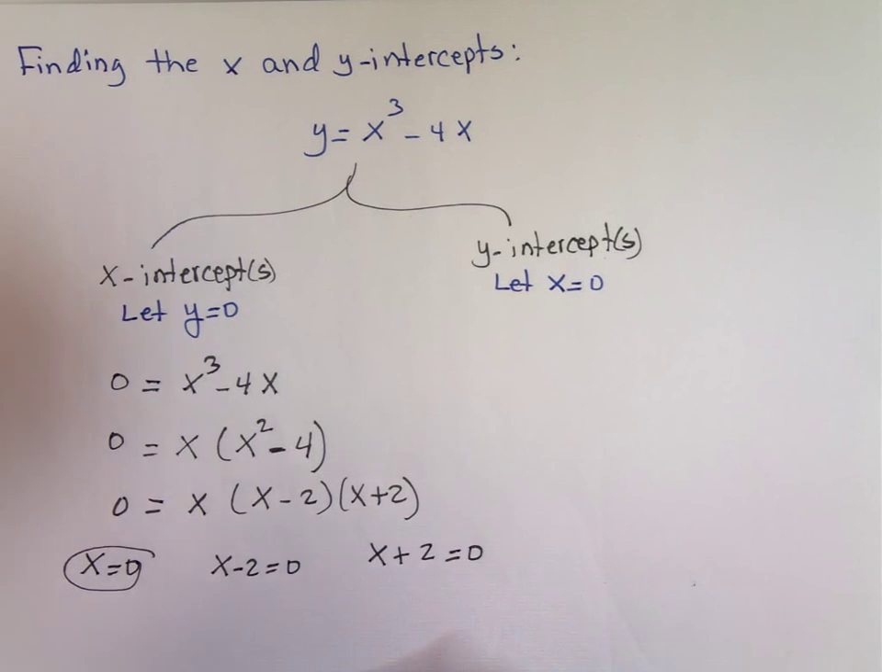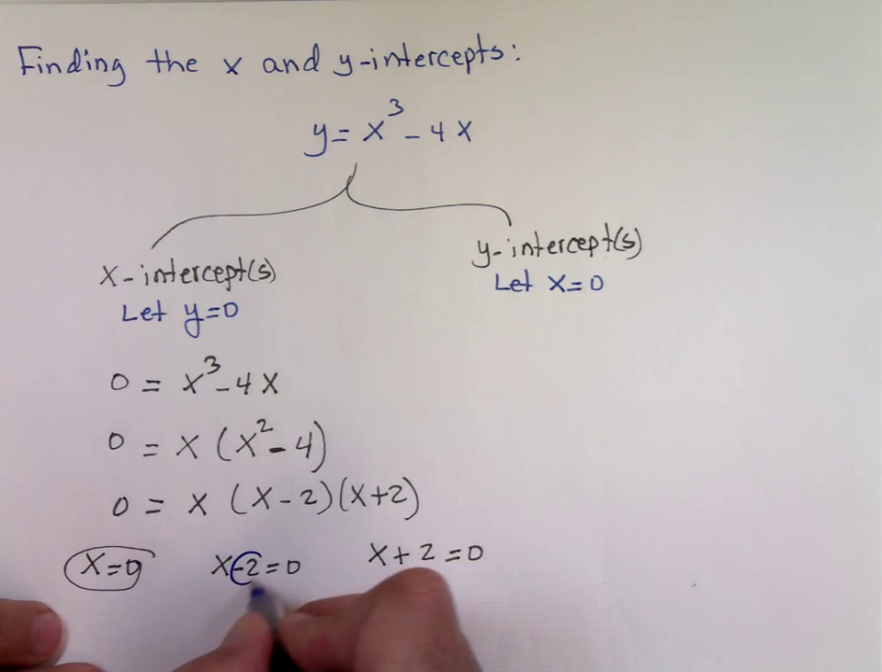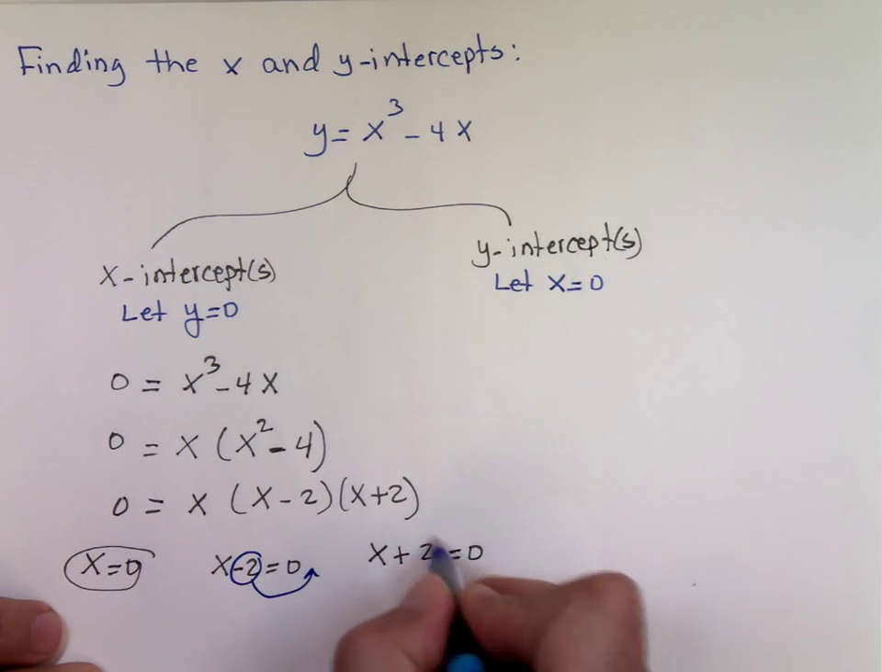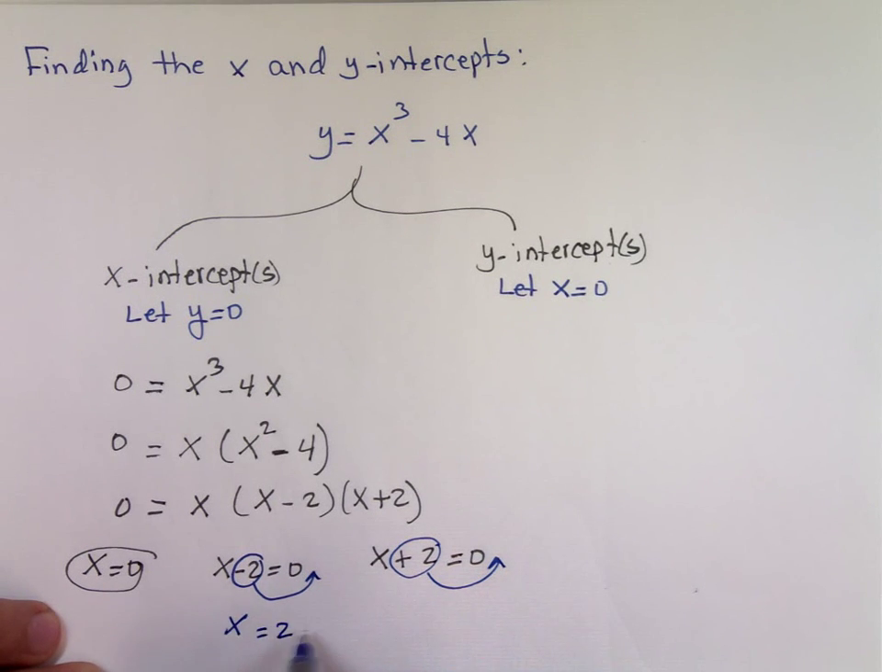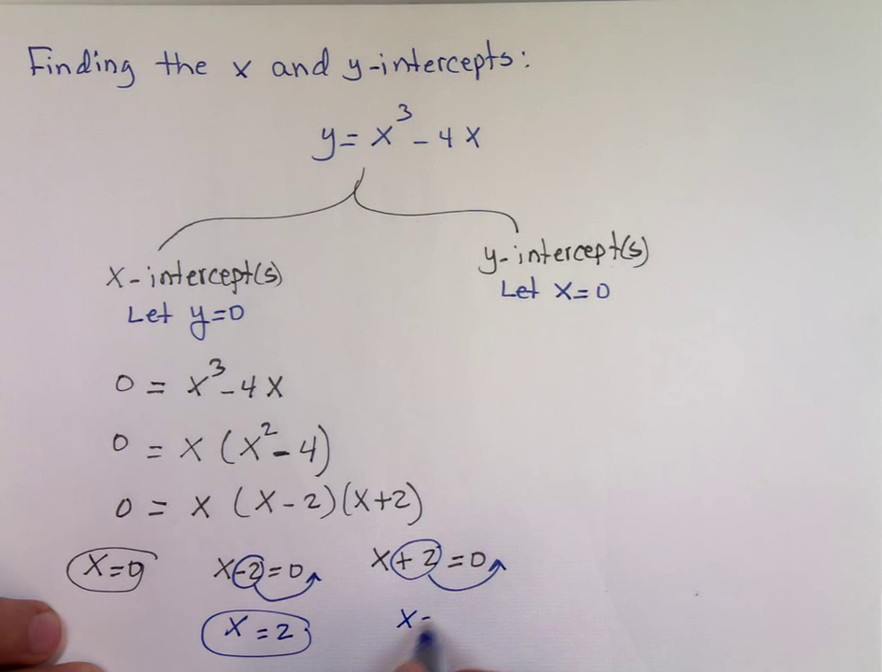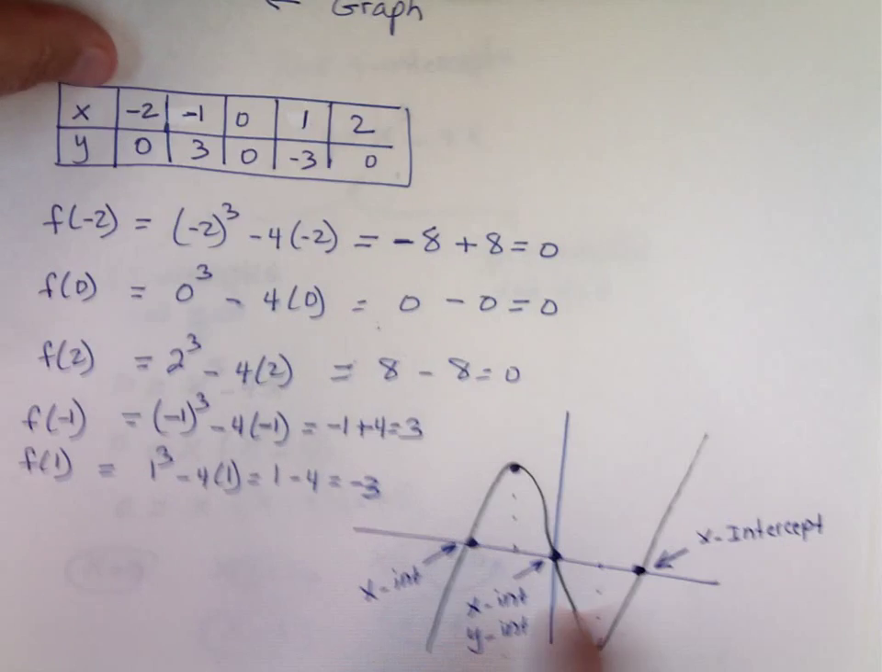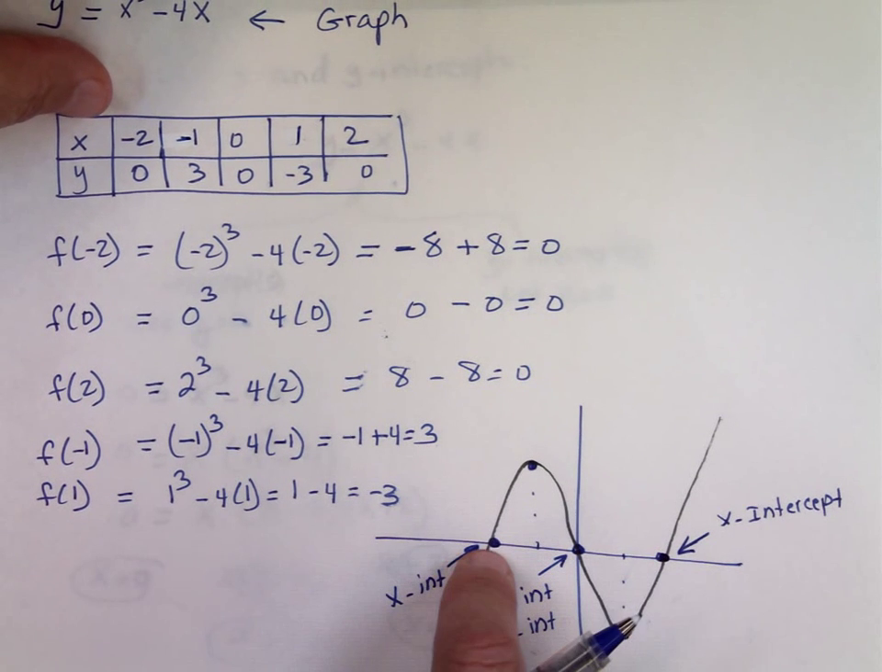To solve this, I'm going to take the minus 2 to the right side, and I use change side, change sign. When I take them to that side, I change the sign. So we have three answers. The x-intercepts are at 0, at 2, and at minus 2. Let me look at my picture. 0, 2, and minus 2.